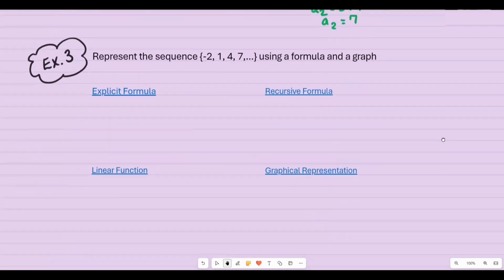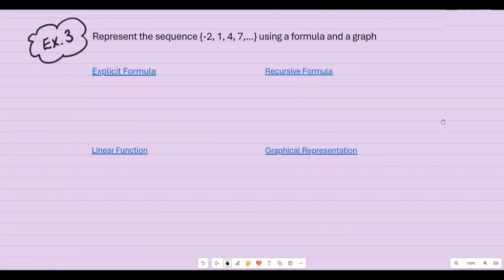Example 3, represent the sequence -2, 1, 4, 7 using a formula and a graph. Similar to example 2, we will substitute what we know in each formula.